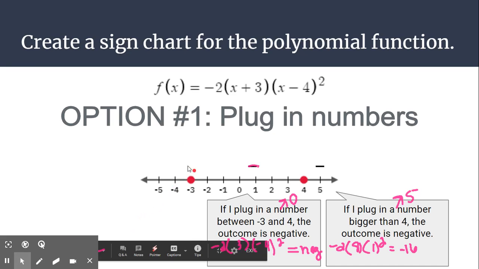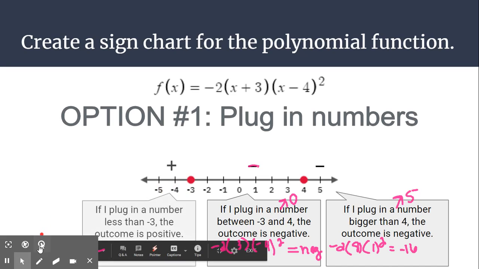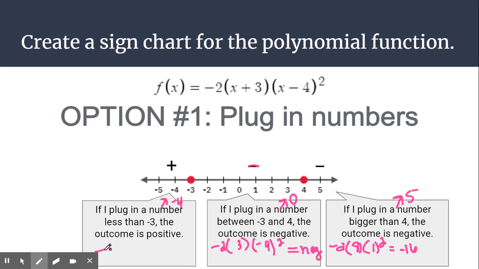We will do that one more time with a number smaller than -3. So maybe we plug in something like -4. Okay, so let's plug in -4. So -2, let's see, -4 plus 3 is -1, and then -4 minus 4 is -8. So again, I don't care what the outcome is. I don't actually have to calculate the number. I just want to know whether it's positive or negative. So I've got a negative times a negative times a positive, right? -8 squared would be positive. So negative times positive would be a positive outcome.